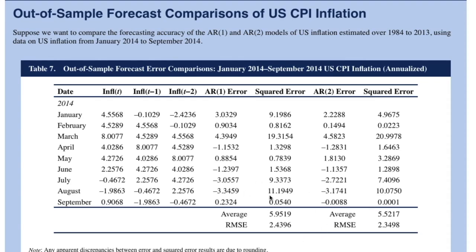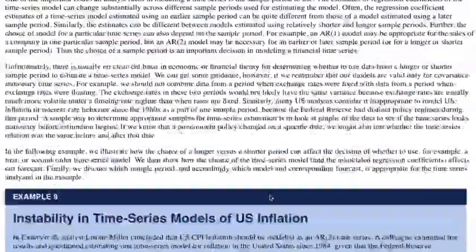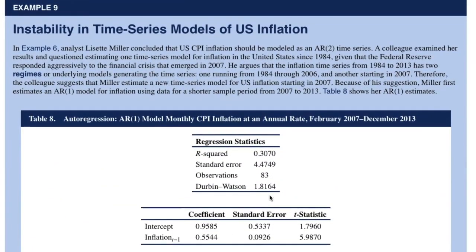Let's go to the final part of this story here: instability in time series models. And let's just do some reading, and it should be no surprise what we get to here. In example 6, analyst Lisette Miller concluded that U.S. CPI inflation should be modeled as an AR2 time series. A colleague examined her results and questioned estimating one time series model for inflation in the United States since '84, given that the Federal Reserve responded aggressively to the financial crisis that emerged in 2007.